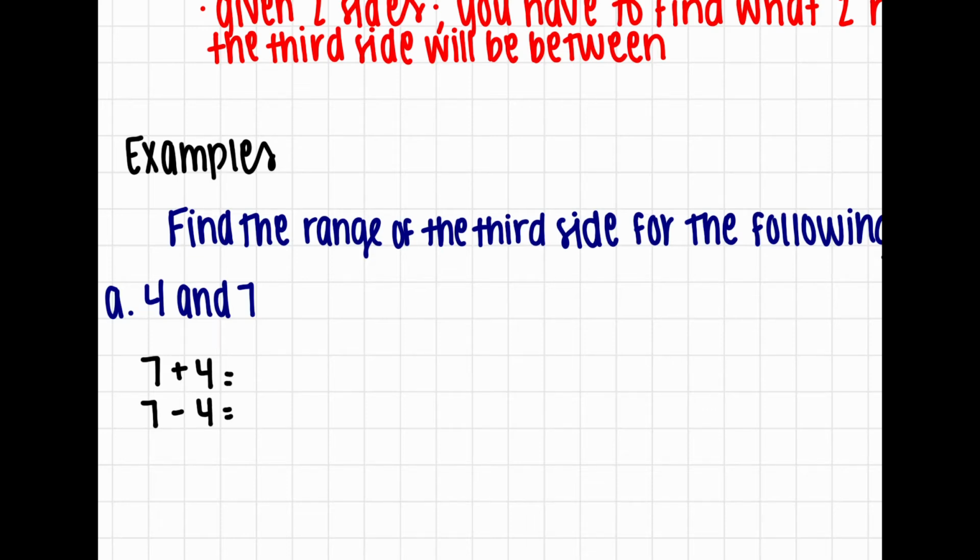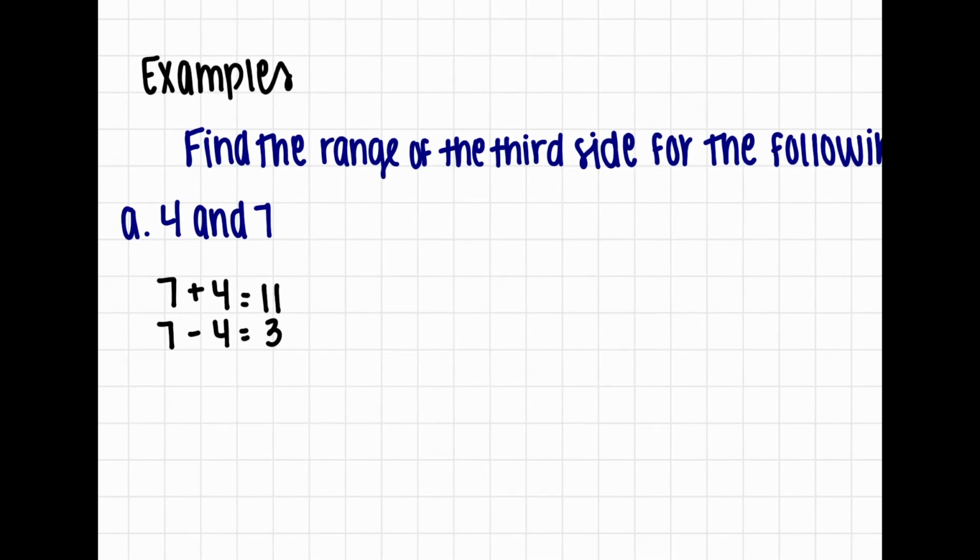So the first one, 7 plus 4 gives us 11. And 7 minus 4 gives us 3. So you're almost done. You do have to write it as an inequality, though. So we're going to write the lower number first. 3 is our smallest, so it goes on the left. We're going to write our bigger number on the right, 11.